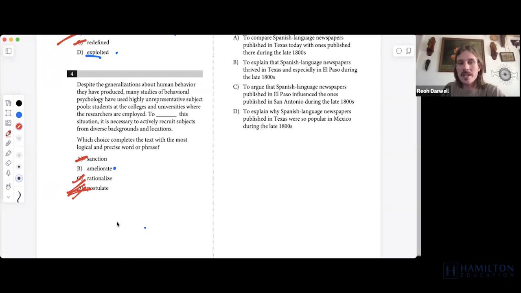All right. Postulate doesn't work here because 1, it doesn't really fit idiomatically there. To postulate this situation is really something that no one would ever say. I postulate that. Okay, it's usually used in that form. But beyond that, right? This isn't a guess. This isn't a hypothesis, right? This is kind of a suggestion or a proposal. So, therefore, to fix the situation, to ameliorate the situation. All right. So study that vocab if you're missing a question like 4.